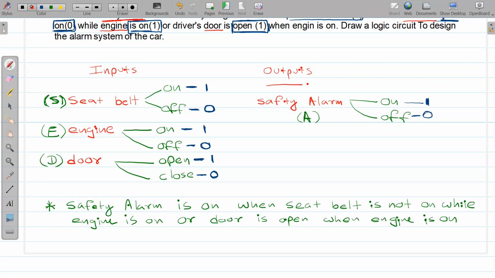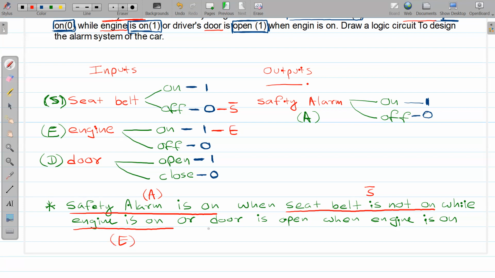Right? So how are we going to match the variables? Safety alarm is on, that means A. Seat belt is not on means this one, S bar. Engine is on, that means E. And door is open, it is indicated by D. And there is another one, the engine is on again, so it is E.